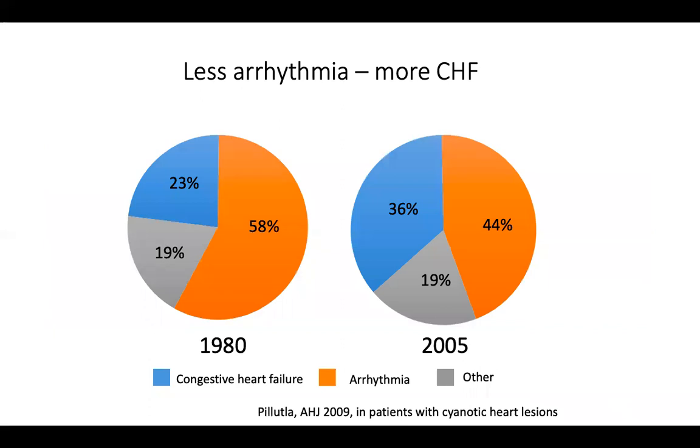Finally, in a different study, this is from 2009, and this is in patients with cyanotic heart lesions. I've pulled these because the data were separated similarly in cyanotic and non-cyanotic, but the data in non-cyanotic heart lesions are very similar. In 1980, approximately 60% of death was from arrhythmia, and 23% was from congestive heart failure, whereas in 2005, the frequency of arrhythmia death had gone down to 44%, and congestive heart failure had gone up to 36%.